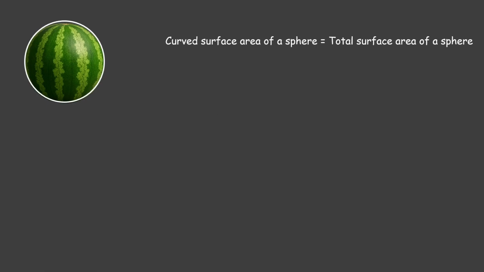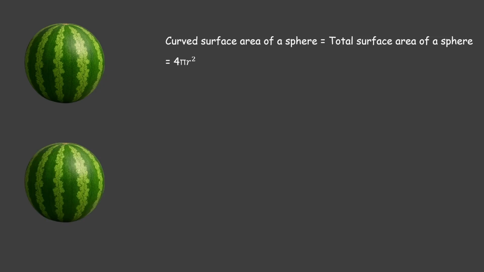Hello everyone. What you see on the screen is a perfectly spherical watermelon. Now a sphere has no flat surface. It has only one surface, which is curved. So its curved surface area is the same as its total surface area, because there is only one surface, right? Which is equal to 4 pi r square.